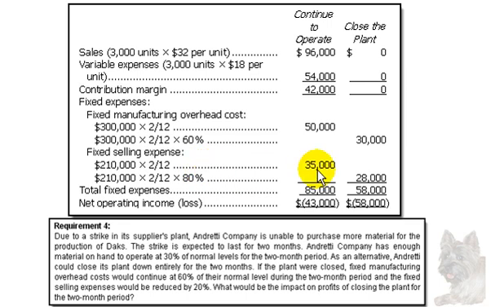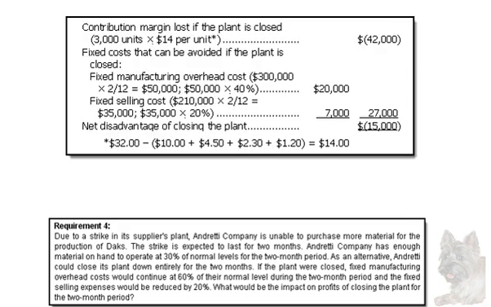That's what the income statement would look like without closing the plant, right? But we would incur 80% of that, or $28,000, to close the plant. So what we wind up with is total fixed expenses of $85,000, a contribution of $42,000. So net operating income, a loss of $43,000 during this 2-month period. And if we close the plant, we would actually lose $58,000. So it looks like we're better off keeping the plant open.